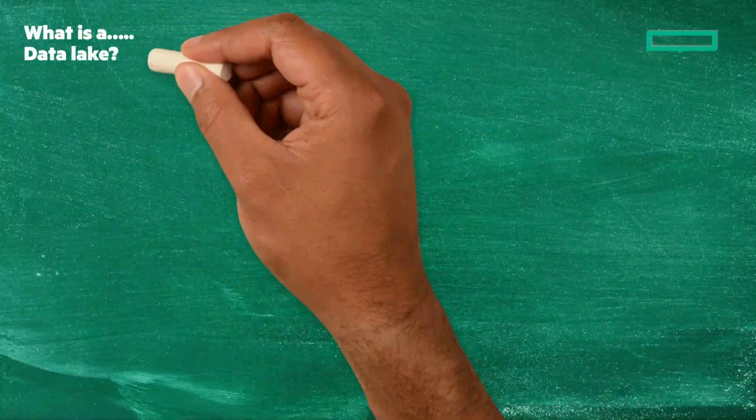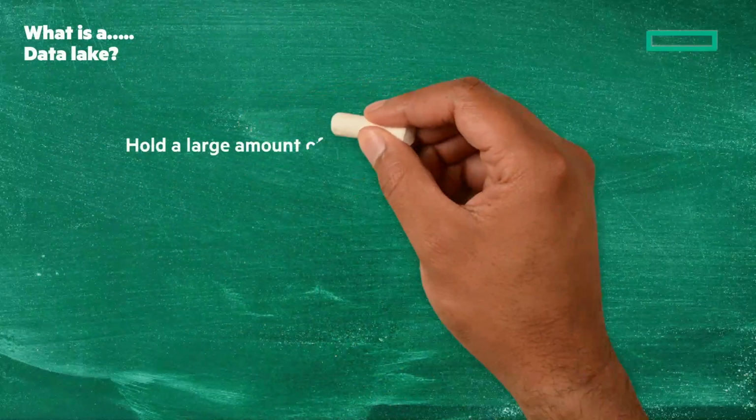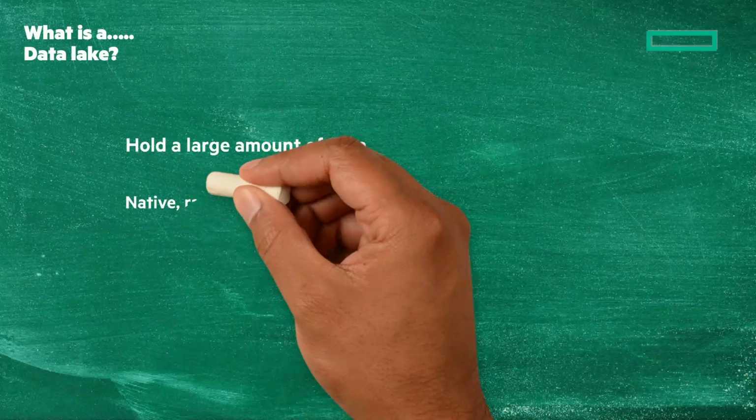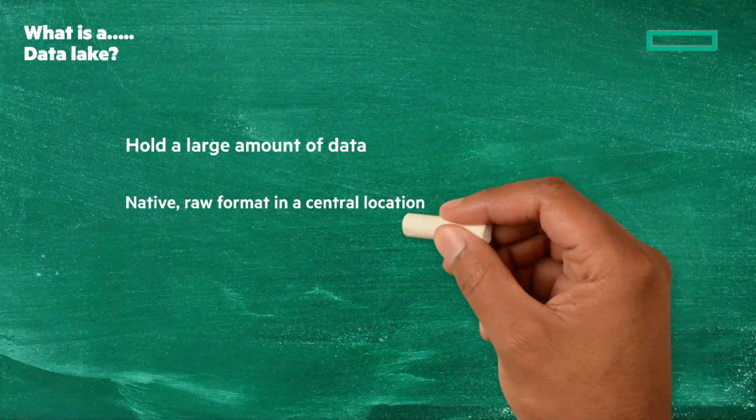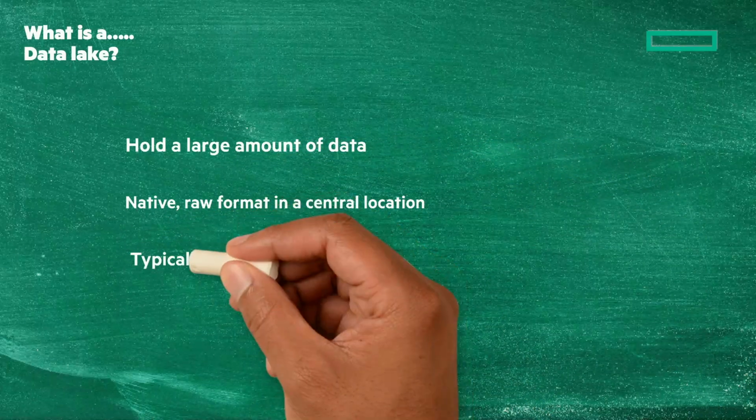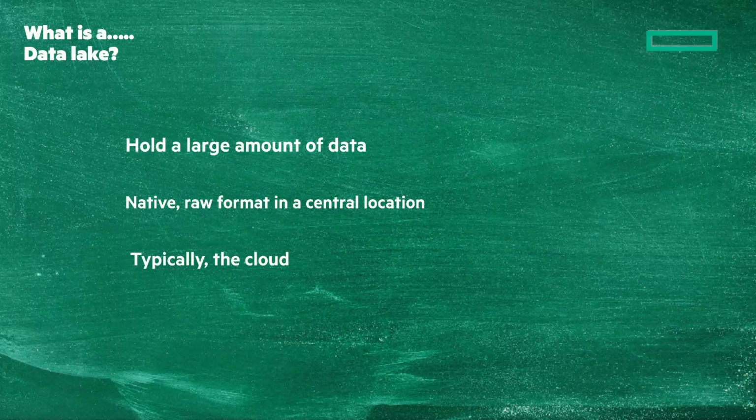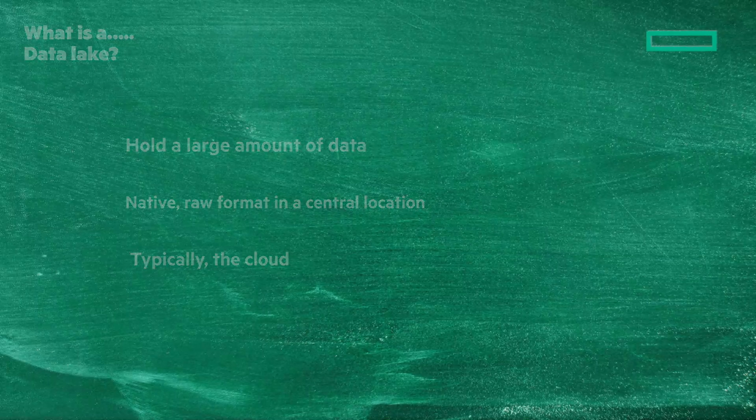What is a data lake? A data lake is used to hold a large amount of data in its native raw format in a central location, and typically the cloud. Examples include Amazon S3, Google Cloud Storage, Hadoop, Microsoft Azure Data Lake, and more.